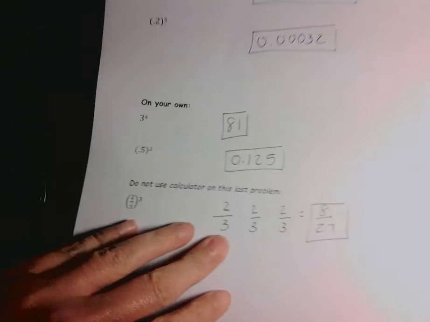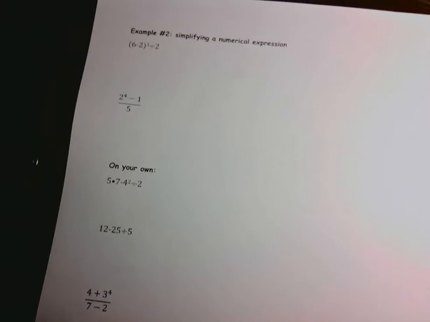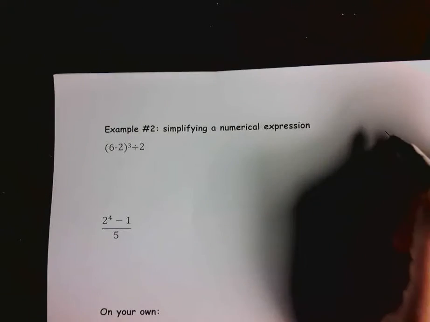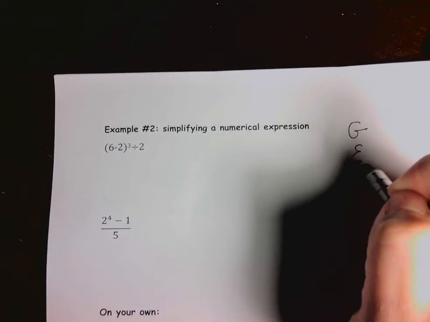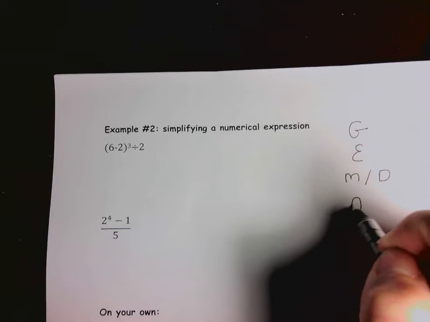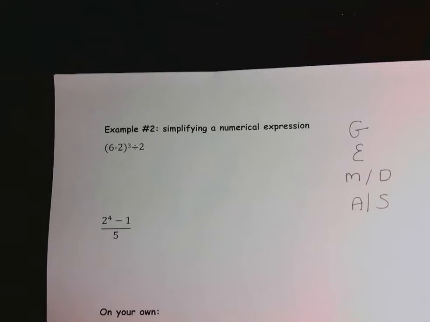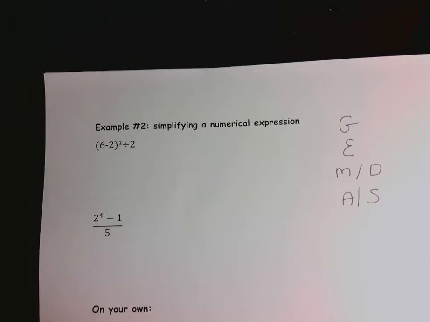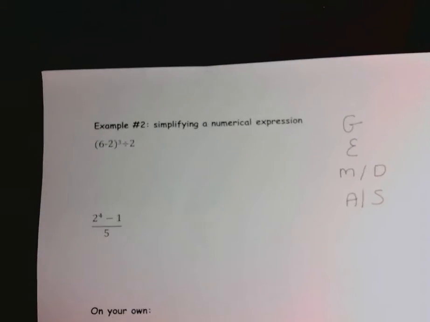Okay, so now let's look at example number 2. We're going to start our order of operations. And remember the rules for order of operations. Grouping symbols, exponents, multiplication and division left to right, and then addition and subtraction left to right. It's called GEMDAS. Grouping symbols, exponents, multiplication and division left to right, and then addition and subtraction left to right.